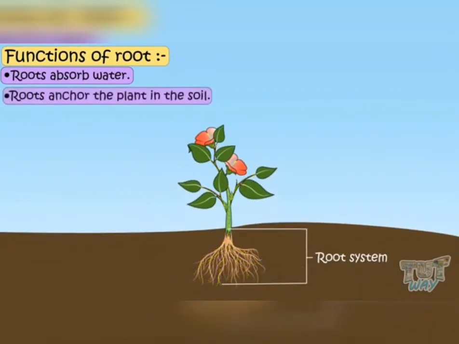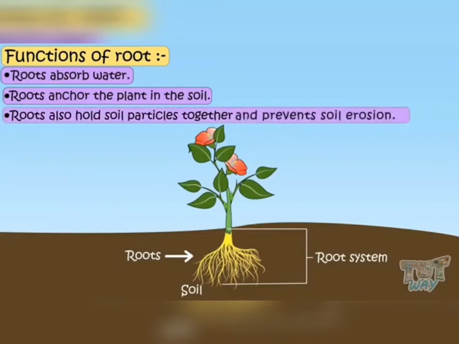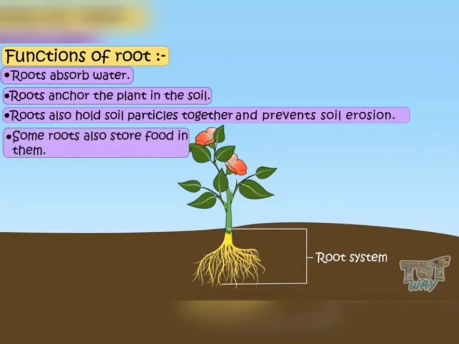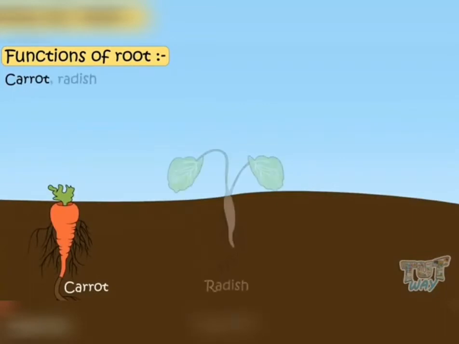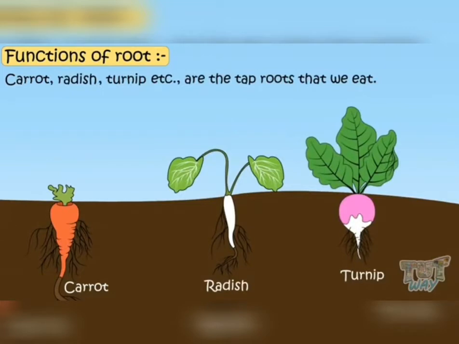Roots anchor the plant. That is, roots fix the plants into the soil. Roots also hold soil particles together. That prevents the soil from being washed away with rain or storm. So roots are the support system of the plant. Some roots also store food in them, like carrots, radish, and turnips are tap roots that we eat.